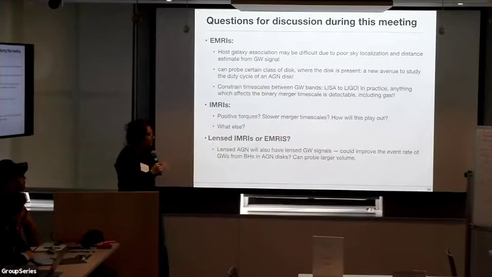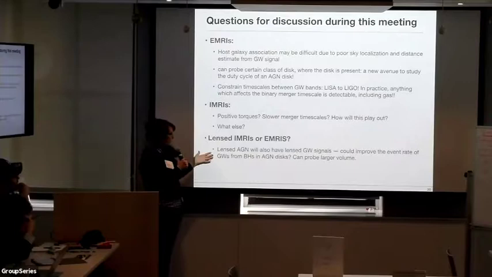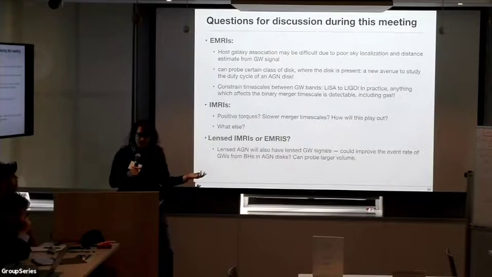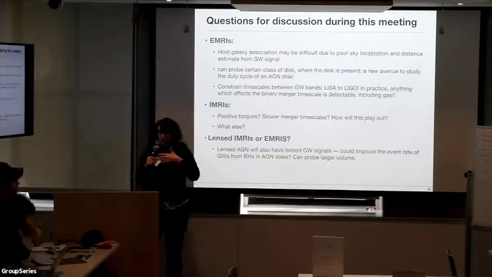And finally, Richard and I were also talking about this. We're going to find lensed AGN, which means that the gravitational wave signal will also be lensed from these sources. And that could enable us to, well, it will definitely enable us to see further, but it might also boost the event rate of these kinds of sources.